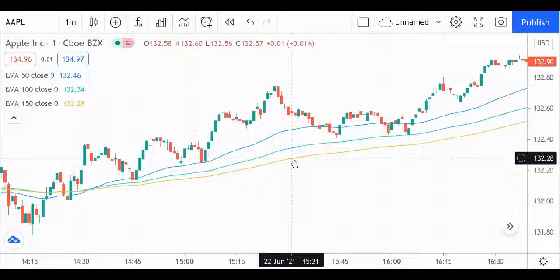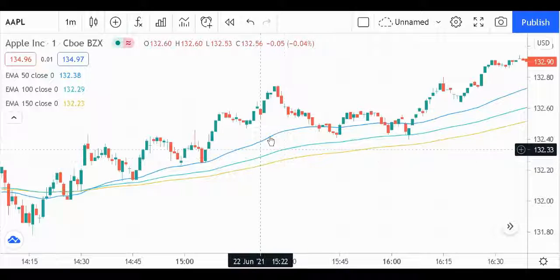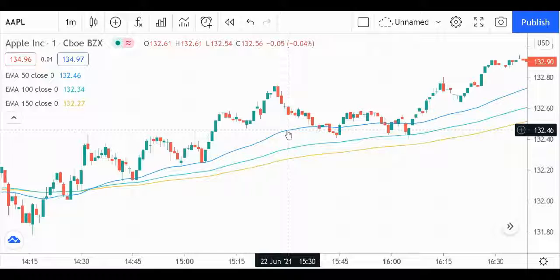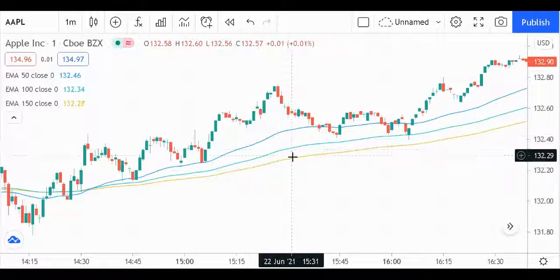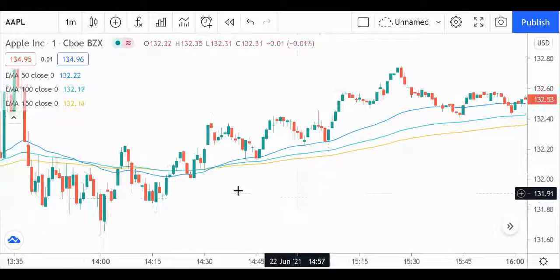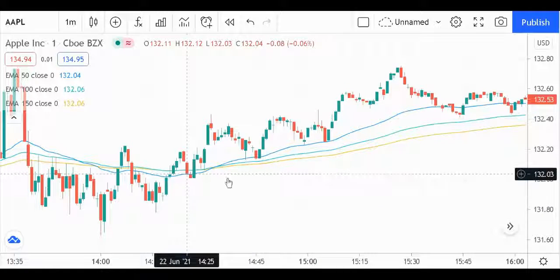All right. And it's an uptrend confirmed when it's in that order. It's got to be in the right order. So 50 on top, 100 in the middle, and then 150 on the bottom. It should be in that order. They shouldn't be super close together like they are here, and they definitely should not be in the wrong order like they are over here.